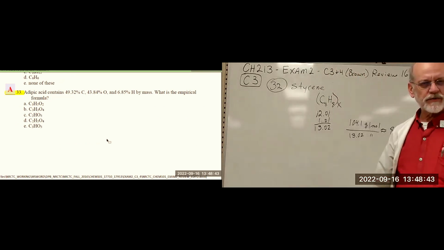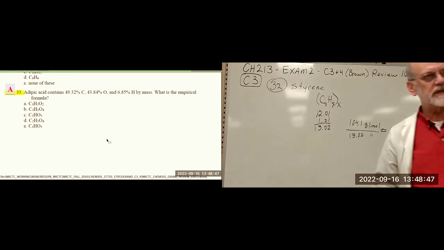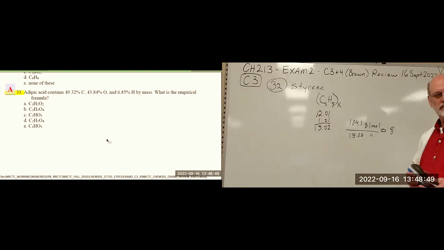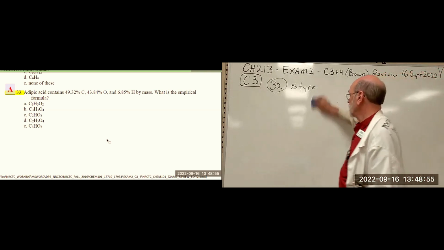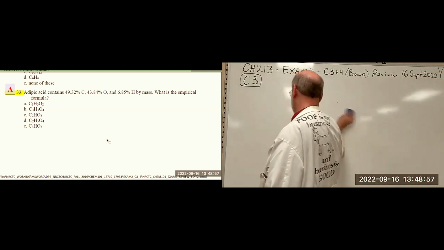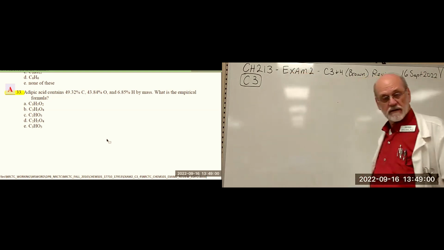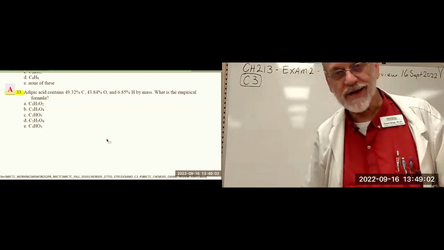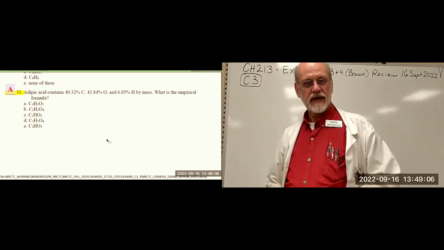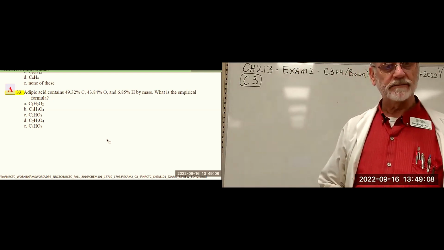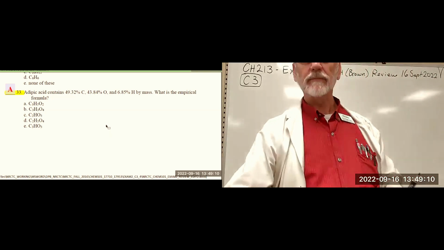All right, I'm not going to do 33, adipic acid, because we use the same procedure there that we did for the one right before this, where the answer was CH2. Just use exactly the same procedure. You're given so much percent of carbon, oxygen, hydrogen by mass. That's all there is. And determine the empirical formula.